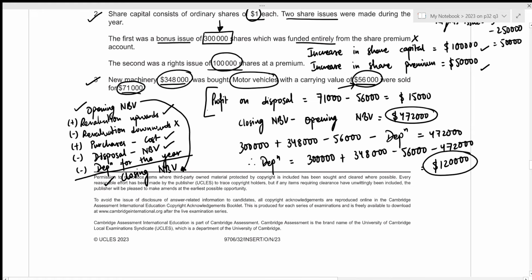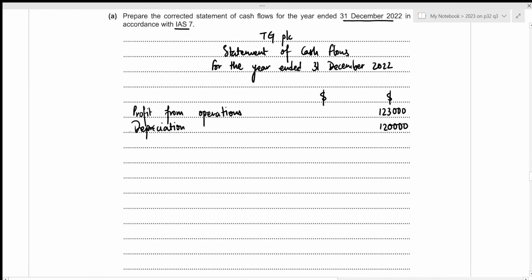Then the next thing we need to adjust would be the profit or loss on disposal, because these relate to our non-current assets, and any non-current assets related items should be actually included within our investing activities, not the operating activities. And profit on disposal was added while figuring out the profit from operations, which is why we now need to exclude it. So we need to reverse the entry. So we will be subtracting the 15,000. Let's write it down. That's profit on disposal. We need to subtract it.